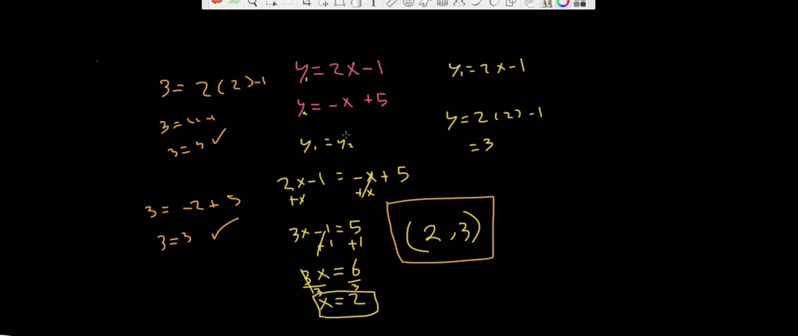So this method is called substitution to solve for the point of intersection.